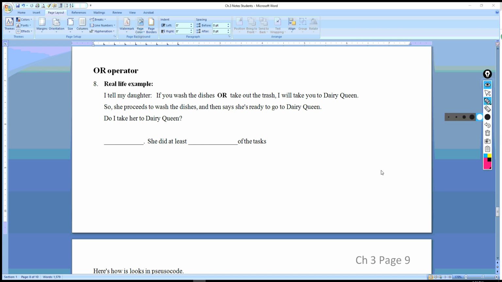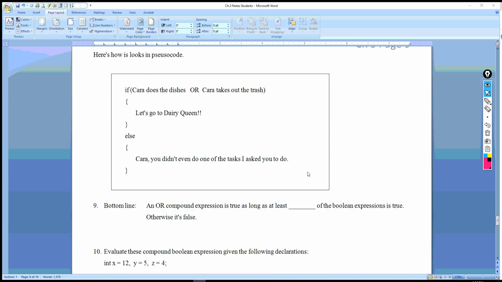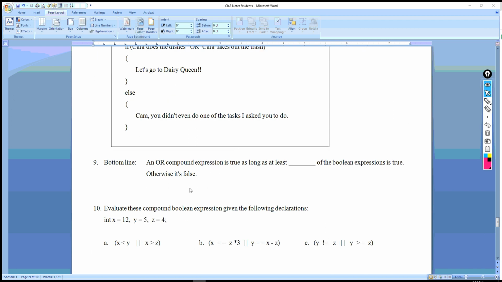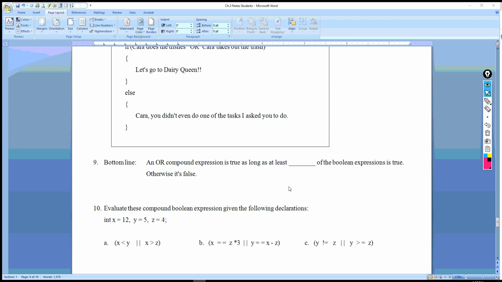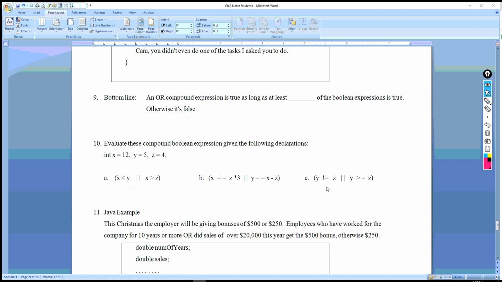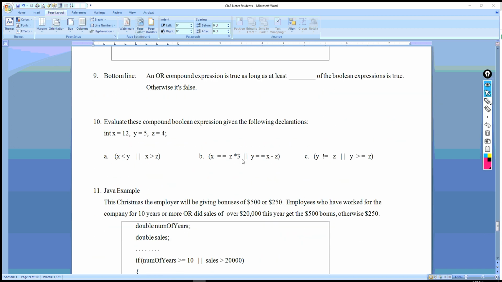And so we move on. Here's a pseudocode example, and then we move on to line 9. The bottom line is an OR compound expression is true as long as at least one of the Boolean expressions is true. Otherwise, it's false. So go ahead and calculate those 3 problems, and then we'll take a look at the answers.